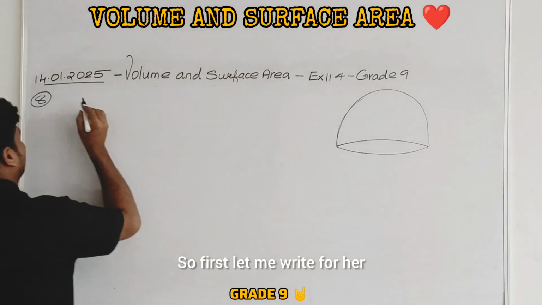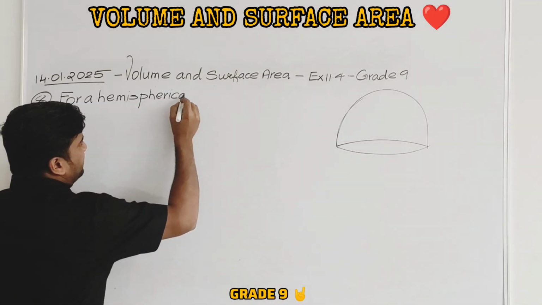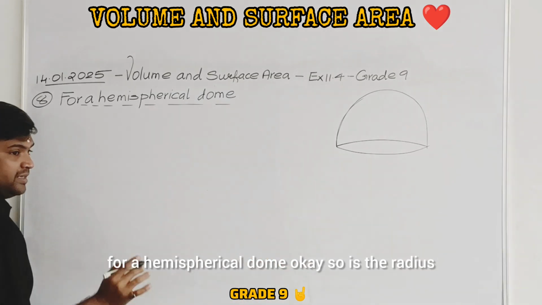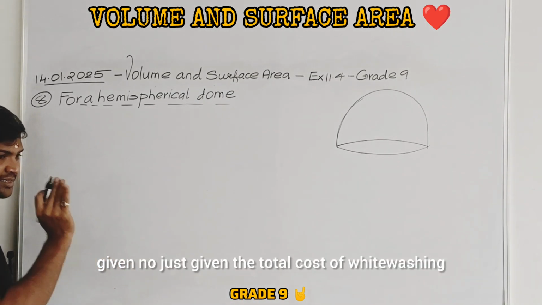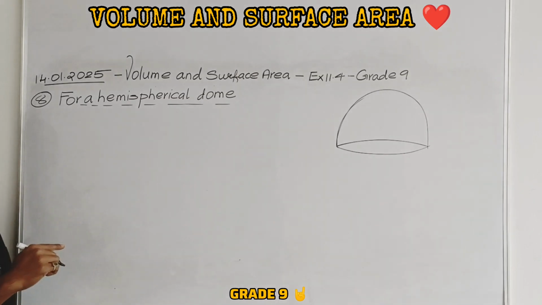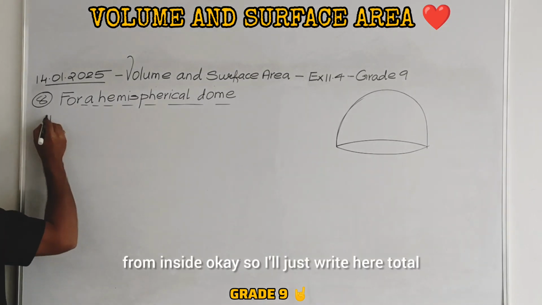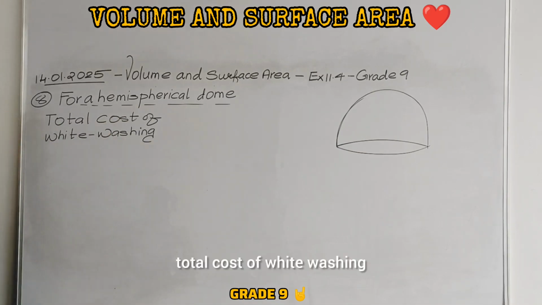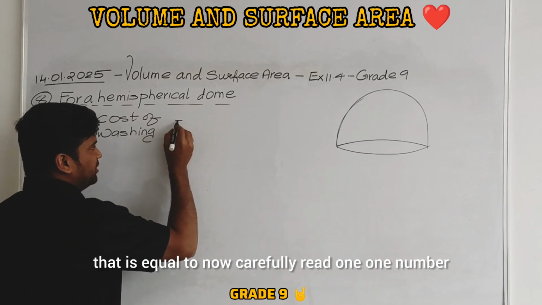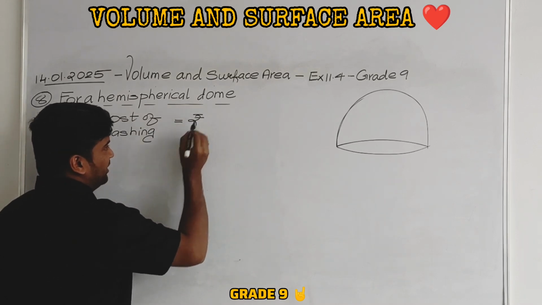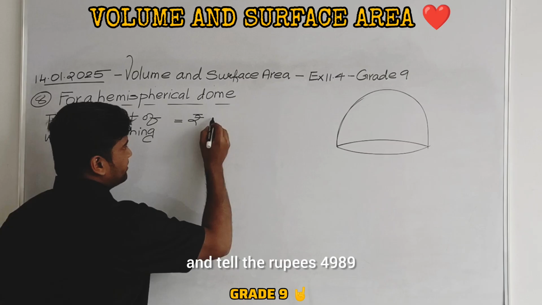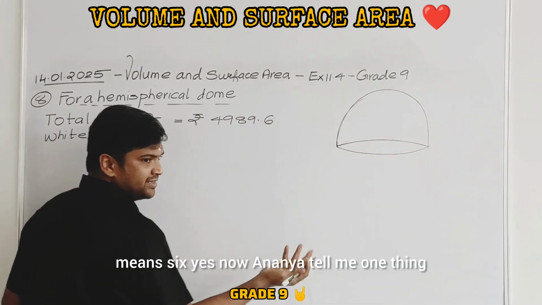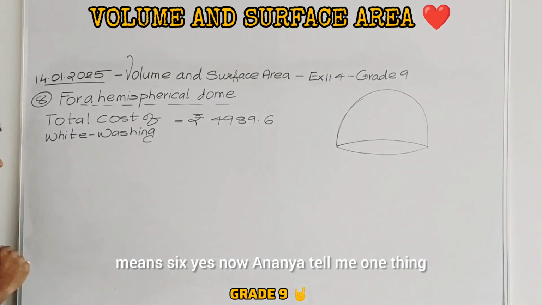Wait. So first, let me write for a hemispherical dome. Okay. So is the radius given? No. Just given the total cost of whitewashing from inside. Okay, so I'll just write here total cost of whitewashing. That is equal to, now carefully read one number and tell the rupees. 4,989. Means 4989. 0.60 means 6. Yes.